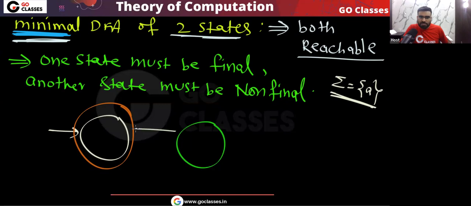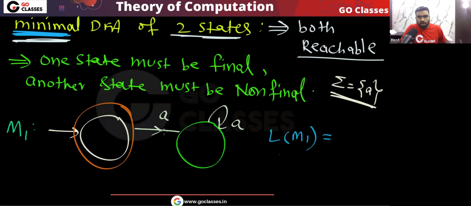Okay, I must do this. On A, I must go to this state. But remember, in this state, what can I do? In this state, either I can do this or I can do this. Do you agree with me? Either I can put a self loop on A or I can do this. So tell me, in this situation, let's call it M1, what is the language of M1? Only the empty string is accepted. So this language is possible. Do you agree? Only the empty string is accepted.